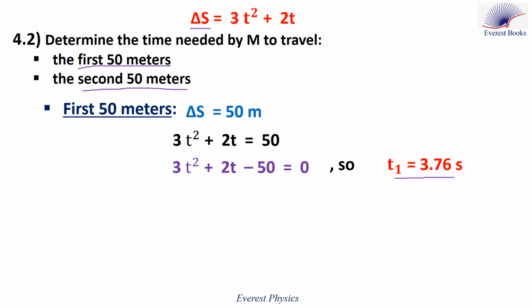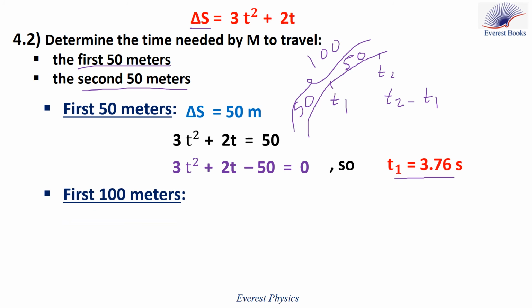Now to determine the time needed by m to travel the second 50 meters, let's use this diagram. T1 is the time needed by m to travel the first 50 meters. Let T2 be the time needed by m to travel the first 100 meters. So the time needed by m to travel the second 50 meters, using this diagram, equals T2 minus T1.